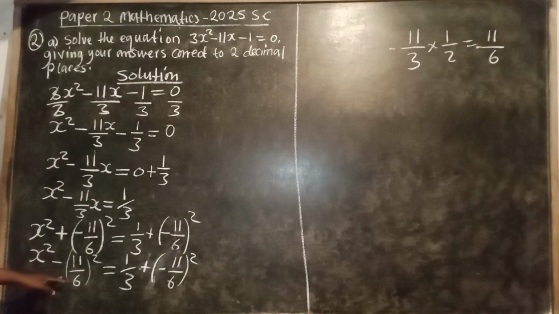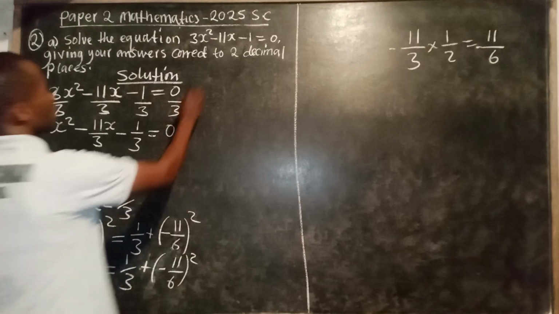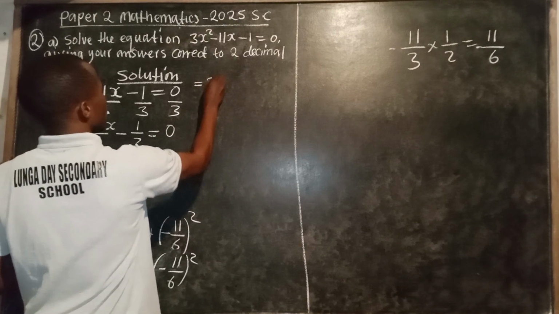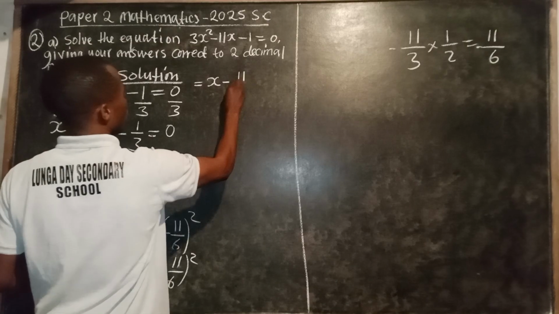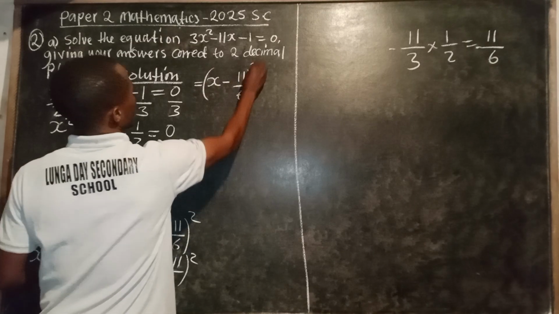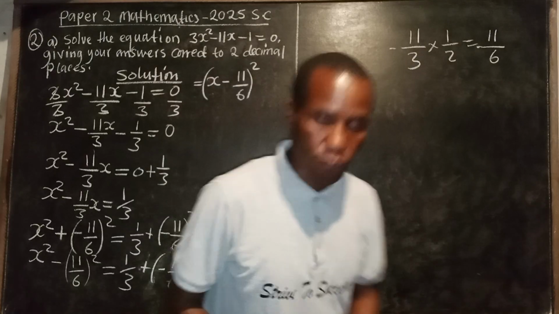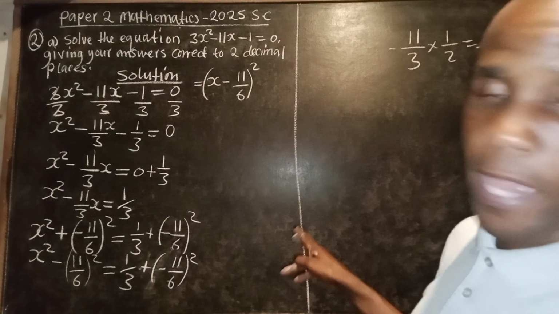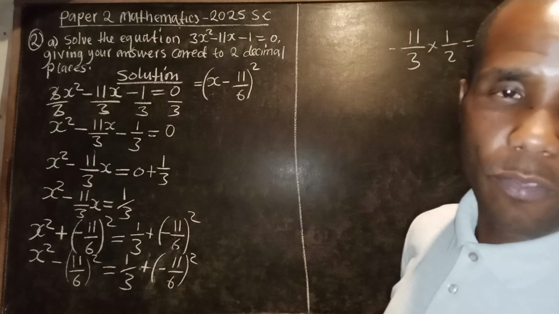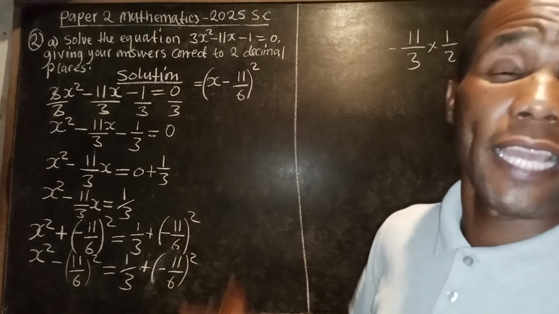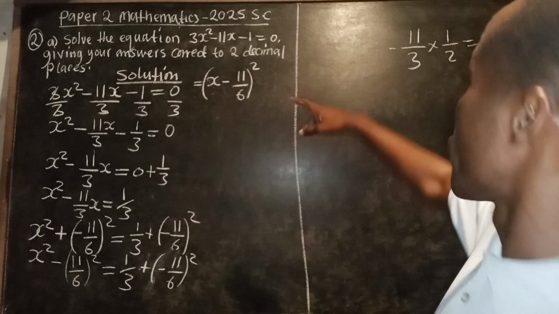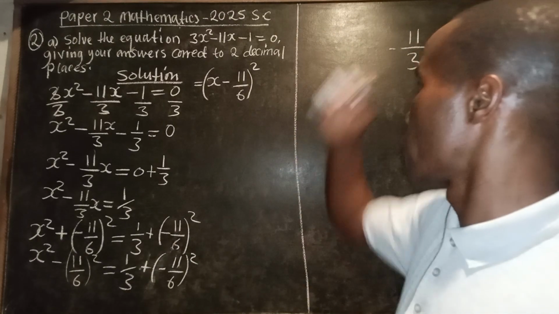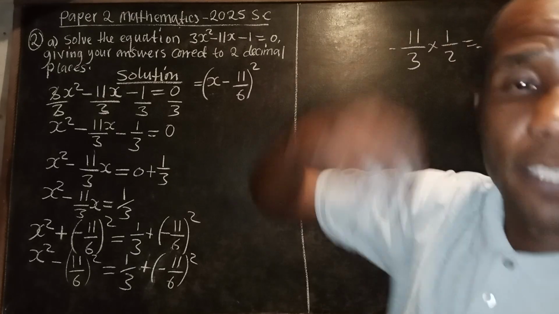But for this side, when you look, x has got a power, which is 2, and this one also has got a power. So this can easily be written as x minus 11 over 6, then squared, which is just one and the same. That is what you are supposed to write there now. Because the 11 over 6 has got a square, and x also has got a square, we are trying to factorize the power. So the power will just be outside.